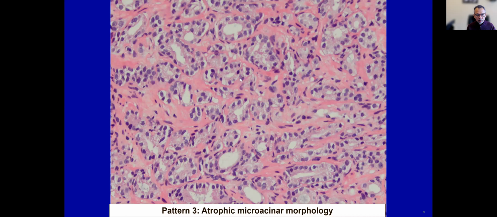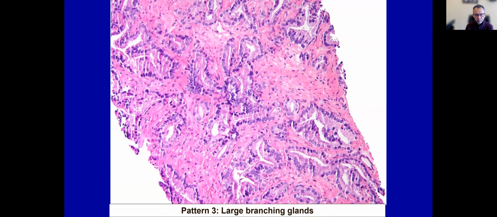Here is an example of small, somewhat atrophic looking glands, which creates a poorly formed gland appearance. And we will talk a little bit later that if you see truly poorly formed glands where tangential sectioning is ruled out, it represents pattern 4. But these atrophic glands, even though they create an appearance of poorly formed glands, you do see well-formed lumina in these small glands. So this is not pattern 4. This is still microacinar atrophic pattern 3 morphology.